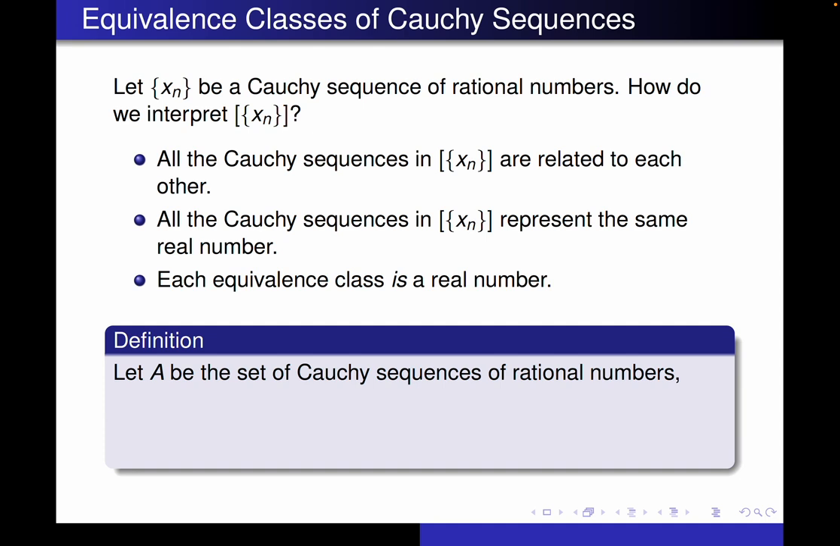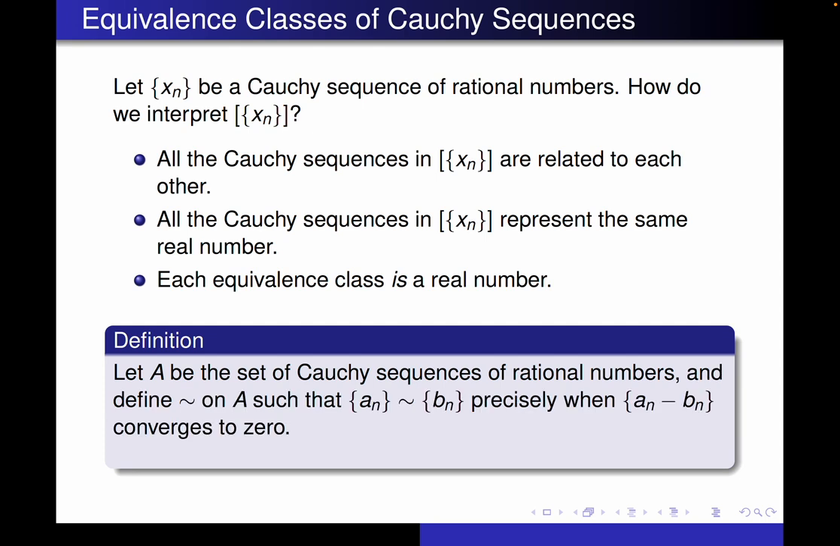So if A is the set of Cauchy sequences of rational numbers, in other words, it's a set and each element is a Cauchy sequence of rational numbers, we're going to define tilde on A such that an is related to bn precisely when the sequence an minus bn converges to 0. Then R is the set of all equivalence classes of tilde. That is our construction of the real numbers, at least the numbers themselves. We haven't talked about any kind of arithmetic or ordering.